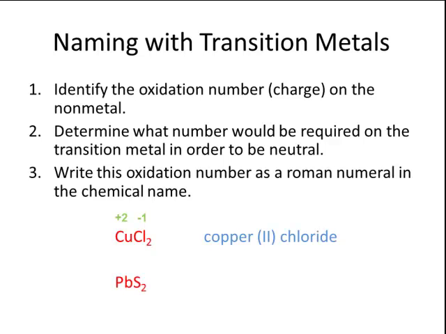Here's another example with lead and sulfur. First, identify the oxidation number on the nonmetal. When sulfur is in a binary compound, its oxidation number is -2. Then I determine the oxidation number on the metal. Since each sulfur has an oxidation number of -2, and I have 2 sulfurs, the total charge on the nonmetal side is a -4, which means my lead must have an oxidation number of +4. And then I take that +4 and I write it as a Roman numeral. So this compound will be called lead(IV) sulfide.